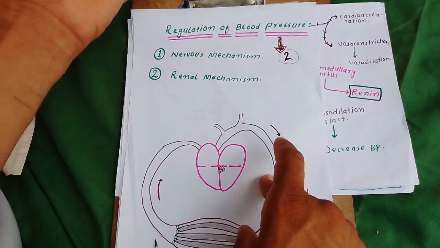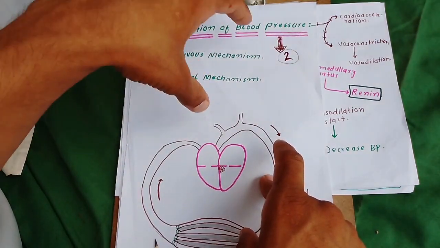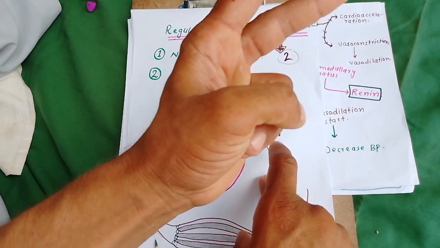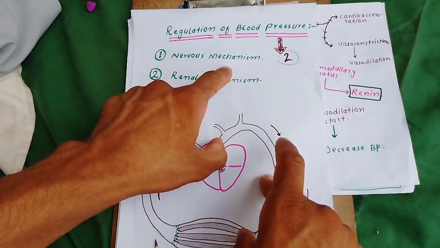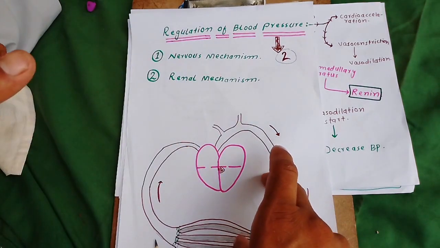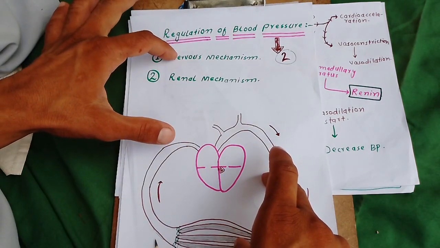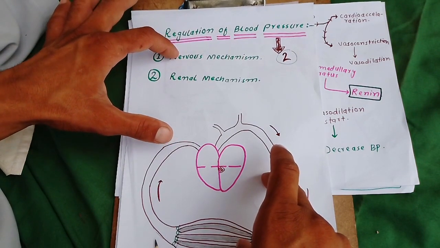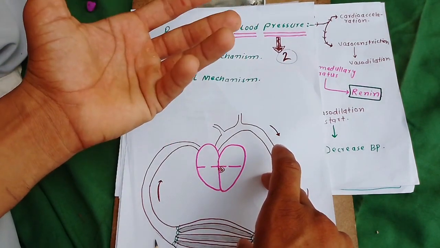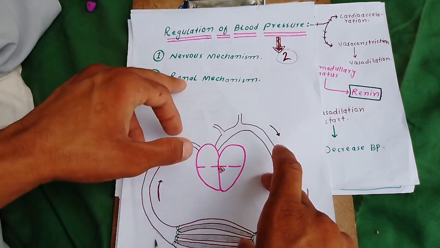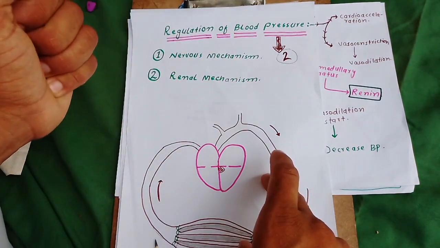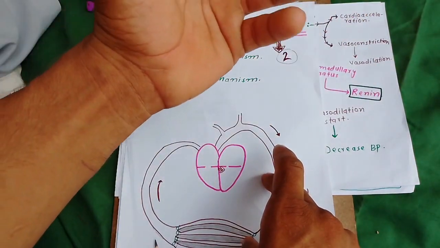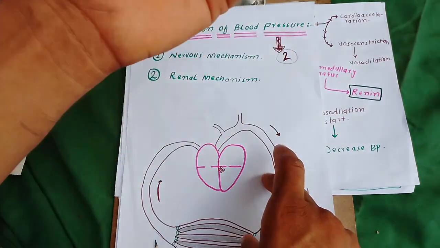Okay, so in order to regulate the blood pressure, our body has two main types of mechanism. One is called the nervous mechanism, and another is called the renal mechanism. The nervous mechanism brings the changed blood pressure back to normal in a very short interval of time, about 2 to 3 minutes. And the renal mechanism is a long-term regulatory mechanism. It brings the changed blood pressure back to normal for a long time, for some days, for some months, for some years.